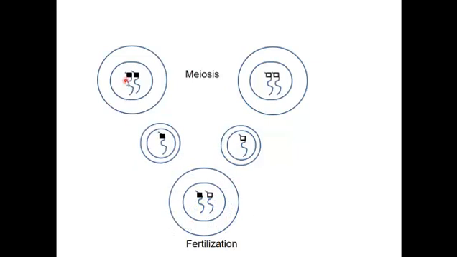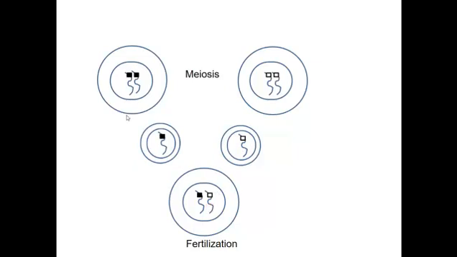So notice there are 2 chromosomes here, and there are 2 chromosomes here, and there are 2 chromosomes in the final fertilized egg. But now this time, half that genetic material came from one parent, and half that genetic material came from the other parent.